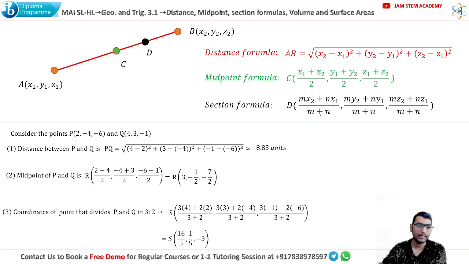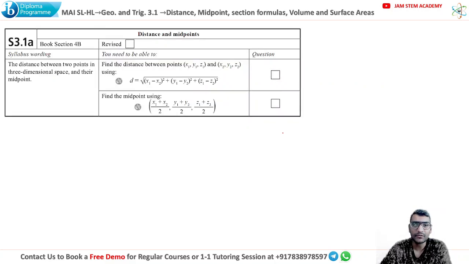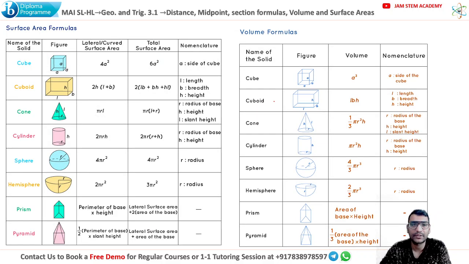So we learned what the distance formula, midpoint formula, and section formula are, and their geometrical meanings. Now we are done with this part. Let's move to the second part of this, which is volume and surface areas.